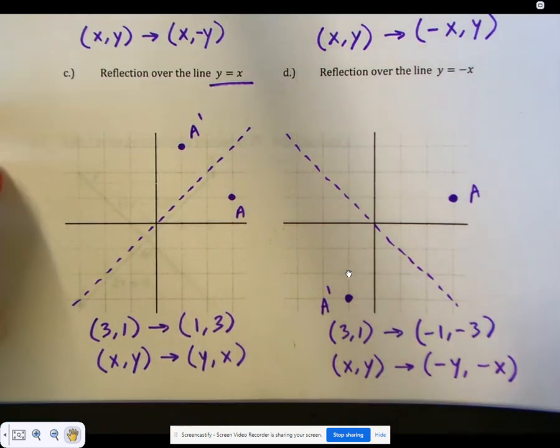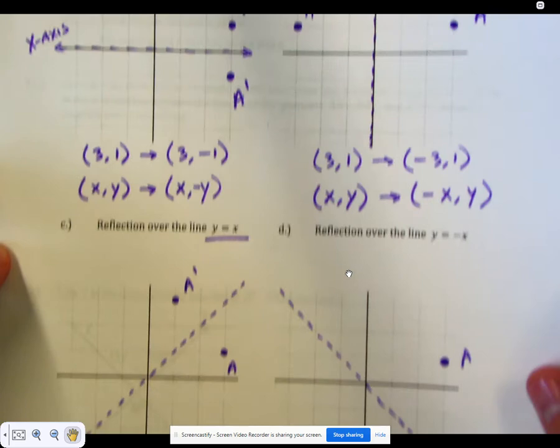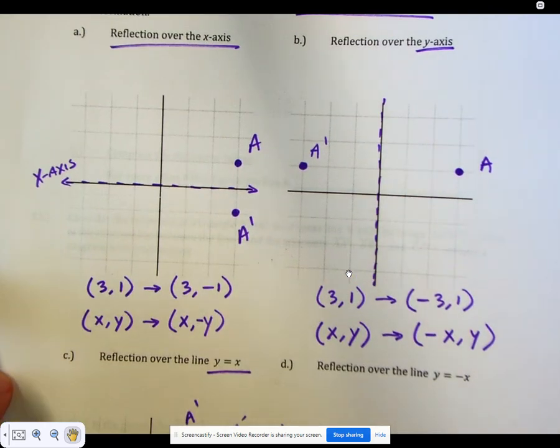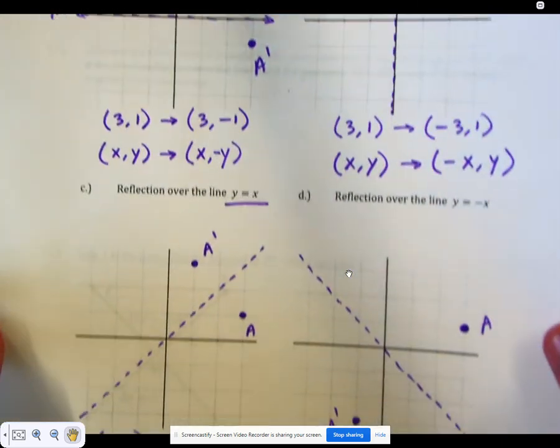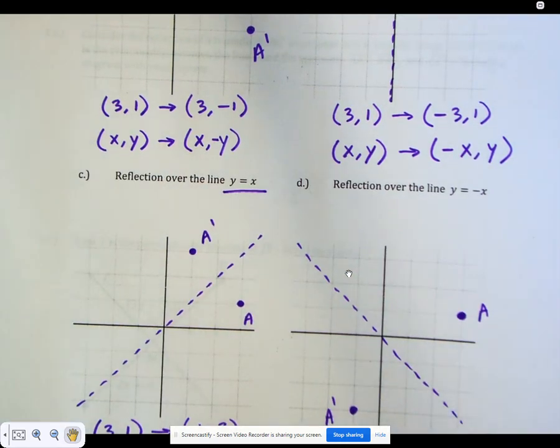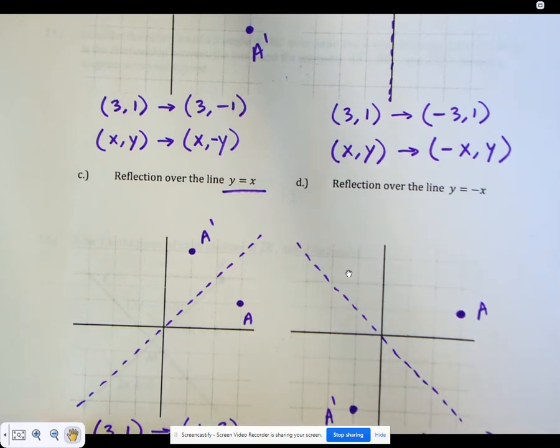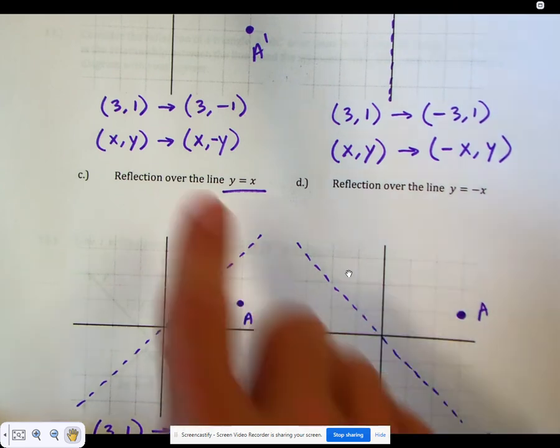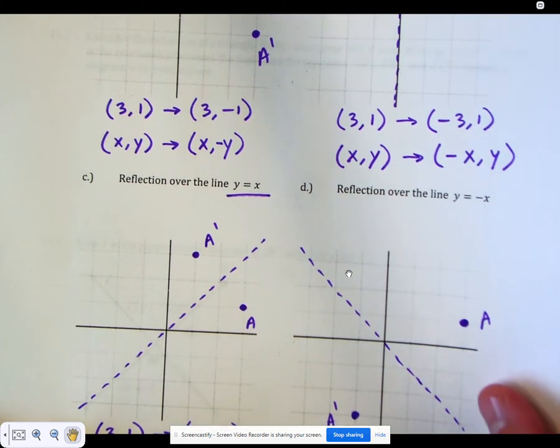So this page summarizes the 4 most common reflections you'll see, and these are the 4 rules that govern those reflections. So those would be worth taking some time to make sure you understand them, because they're going to come up a lot.